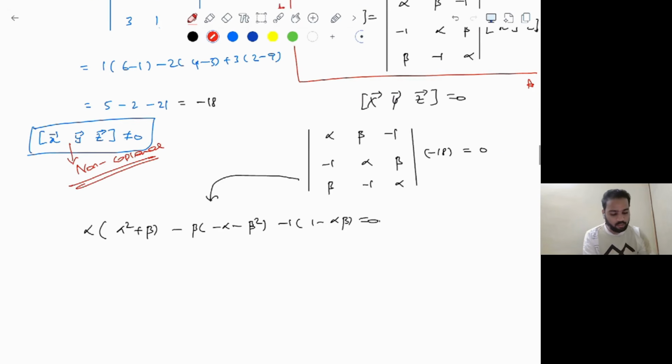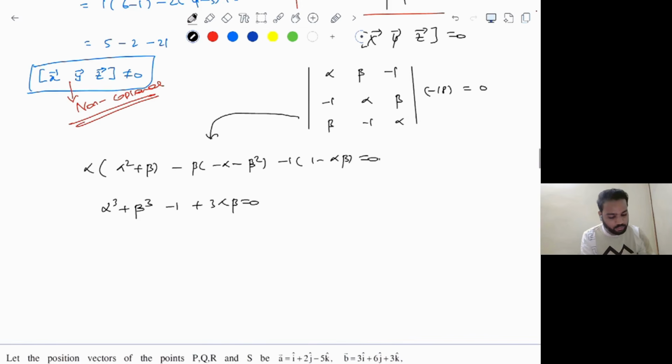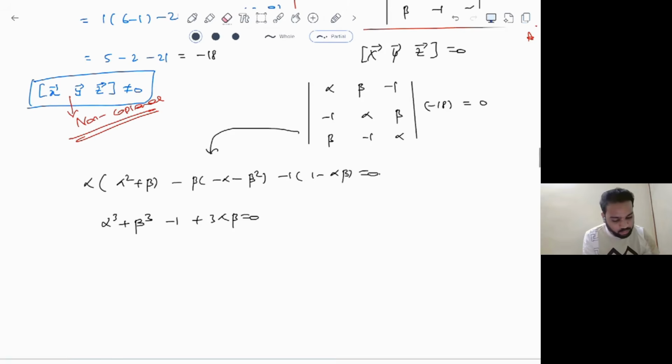Okay. And now let's see the remaining calculation part. If you expand this properly, you're going to get something like this: alpha cubed plus beta cubed, and then minus 1 is also there, and plus alpha beta, totally plus 3 alpha beta is equal to 0. Okay. And I can also simplify this further. And this is the main part here, that is alpha cubed plus beta cubed.